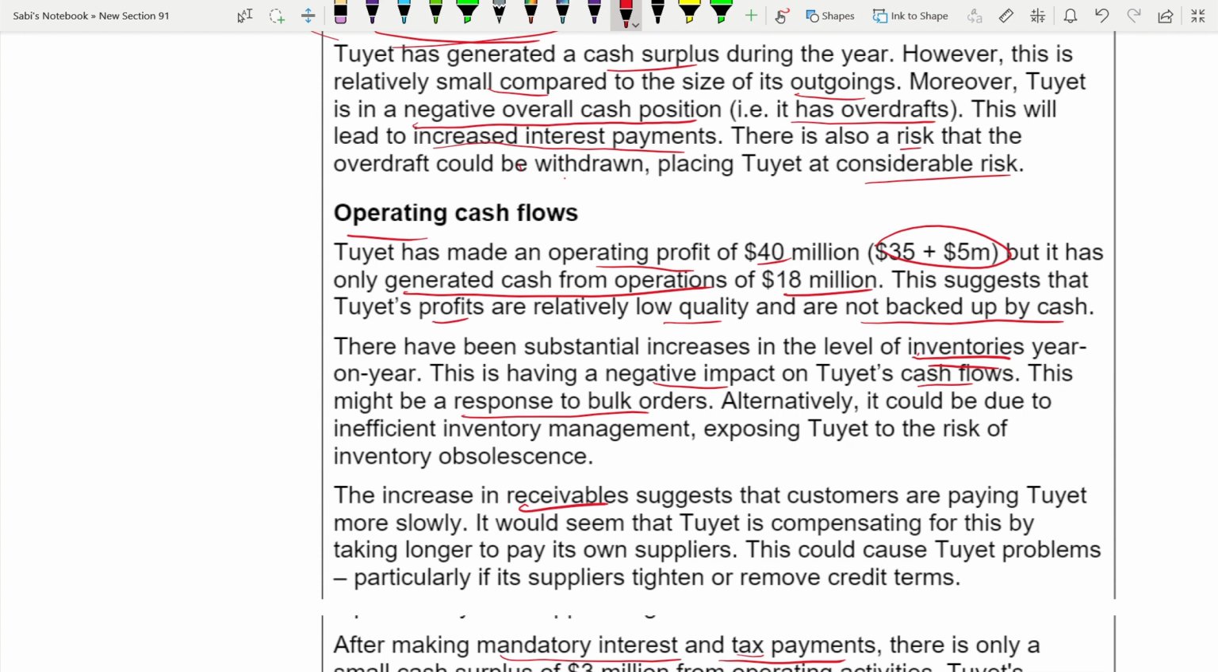That's why you are inventorying, putting everything under inventory, right? Although it could be due to inefficient inventory management also. Could be exposing them to risk of inventory obsolescence. Having too much inventory is also not good.